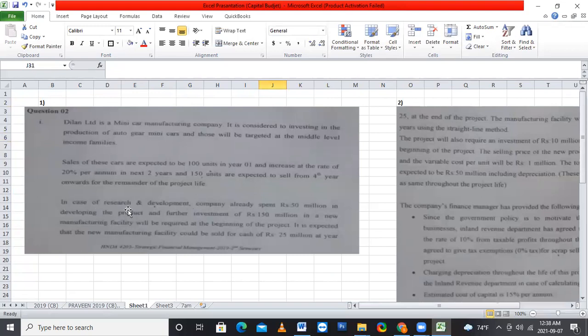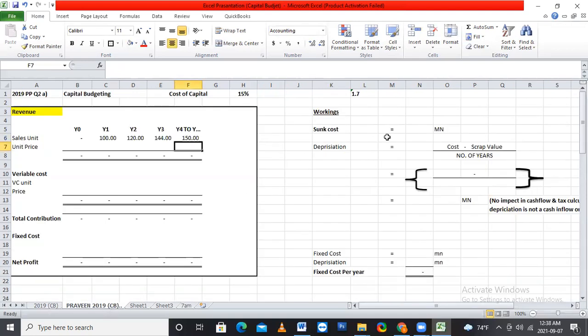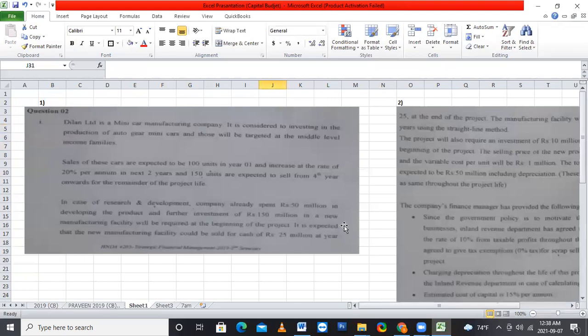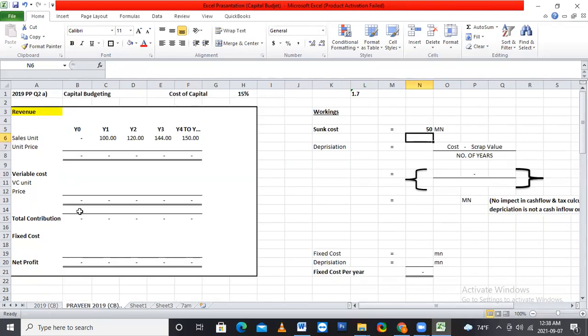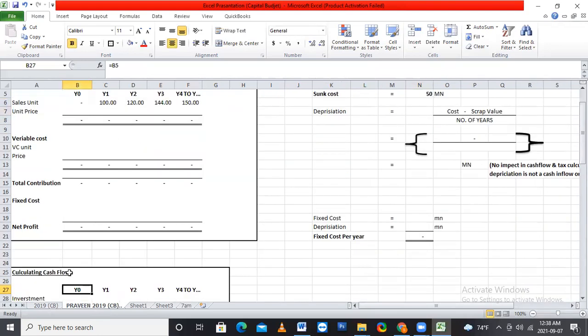Third paragraph, in the case of research and development, the company already spent 50 million on developing the project. That 50 million developing cost is a sunk cost, so we put it in the working as a sunk cost of 50 million. After that, a further investment of 150 million in a new manufacturing facility will be required at the beginning of the project. So in year 0, investment is 150 million, a cash outflow of 150 million in year 0.